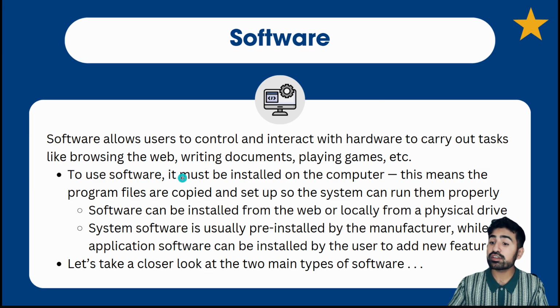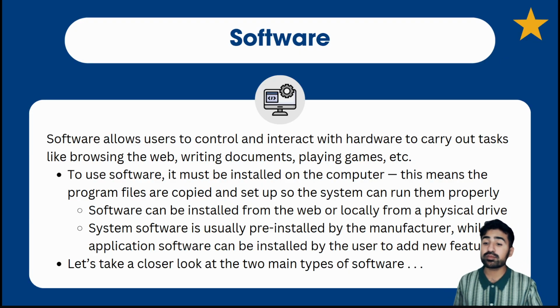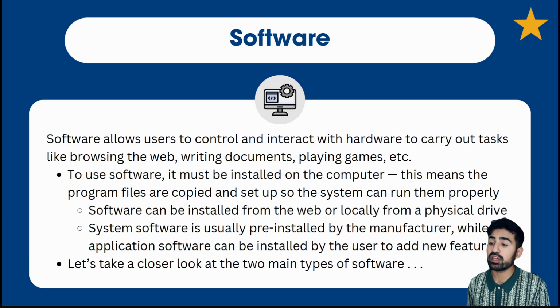So software can be installed from the web or locally from a physical drive. So you can download it from a CD. That's since mostly gone out of fashion. Most of these days, if you're downloading software, it is from the internet. System software is usually already installed when you get your computer. Application software, on the other hand, that's one that you, the user, install because you want to add some kind of new feature, right? Maybe Photoshop so you can edit your pictures, maybe Instagram, right? So you can chat with your friends, Chrome, right? So you can surf the web and so forth.